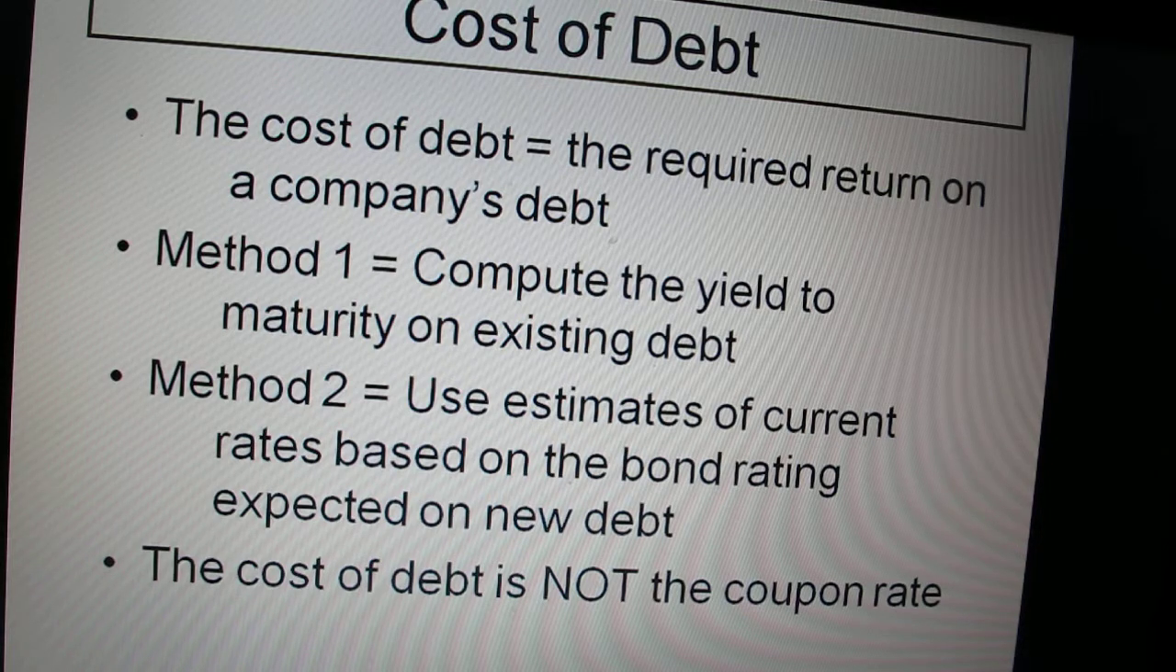Method 1, we're going to compute the yield to maturity on existing debt. Method 2, we're going to use estimates of current rates based on the bond rating expected on new debt. The cost of debt should not be considered to be the coupon rate. If you recall back, the coupon rate was the cost of debt when the bond was issued. What we are looking for is more recent.